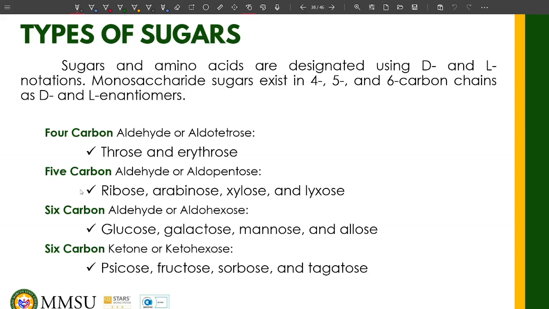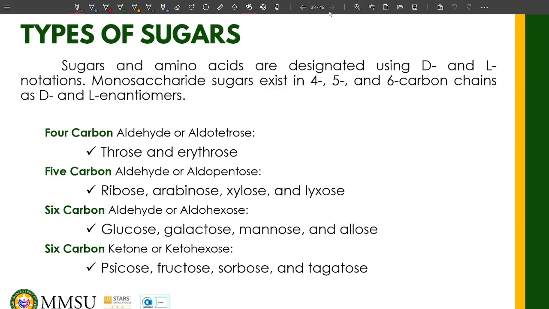And then, next, we have the 5 carbon aldehyde carbohydrates naman or the aldopentose. Aldo, and then 5, and then OSE for carbohydrates. So we have ribose, arabinose, xylose, and lyxose. And then for the 6 carbon aldehyde carbohydrates, we have the aldohexose. Those are glucose, galactose, mannose, and allose. And then we also have 6 carbon na ang carbonyl group niya is ketone. So instead of aldohexose, they are called ketohexose. Examples of those are psicose, fructose, sorbose, and tagatose.